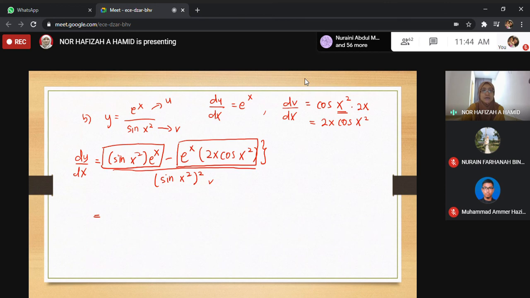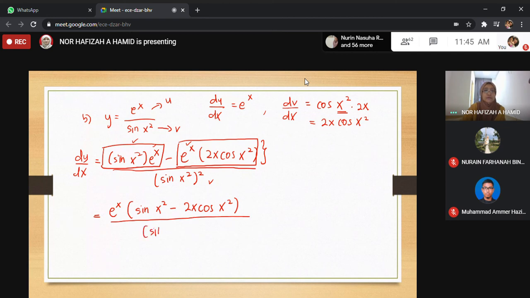Okay. So kalau first part ni kita ada common term dia is ex. But second part pun you ada ex. So dia ada part yang sama. So you ambil je ex, you factorkan dia. So you have sine x squared minus with 2x cos x squared, so over with sine x squared squared. So you kan dapat final answer dia.